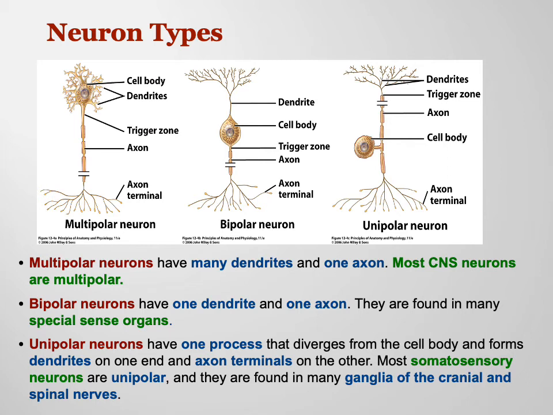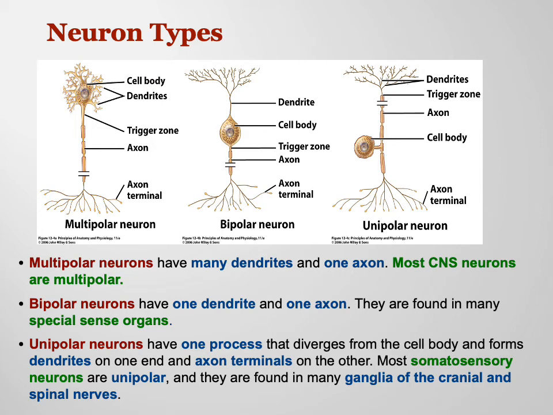One side ends up having axons and axon terminals. The other side ends up having dendrites on it. So that's a unipolar neuron. Only one process, but it still ends up having axons and dendrites. This is really rare. The only place we see this are the somatosensory neurons, and those are in the ganglia of the cranial and spinal nerves. So the dorsal root ganglion, remember? This is the type of neuron that has its cell body in the dorsal root ganglion.